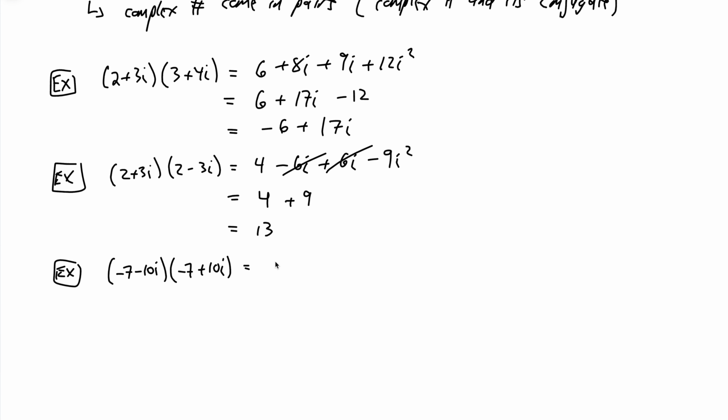I just have to do the multiplication. So negative 7 times negative 7 is positive 49. This would be minus 70i plus 70i. Those are going to cancel, and I get minus 100i squared. With that, 49 plus 100, right? This becomes negative. Two negatives cancel, make it positive. We get 149.